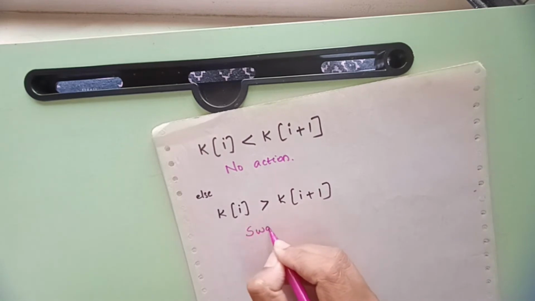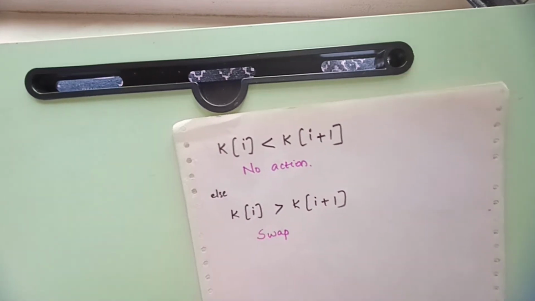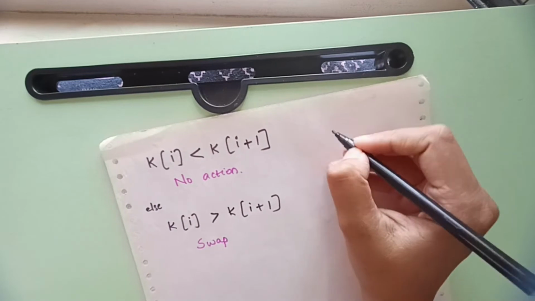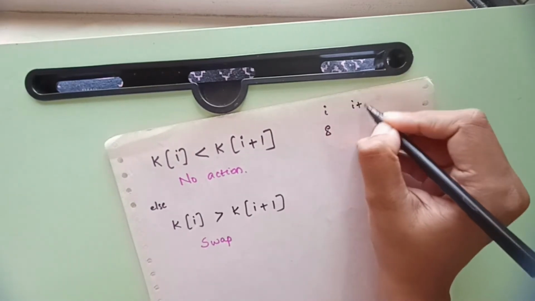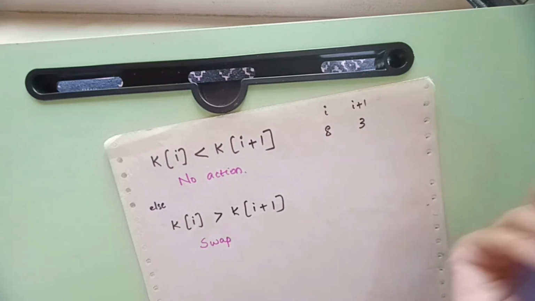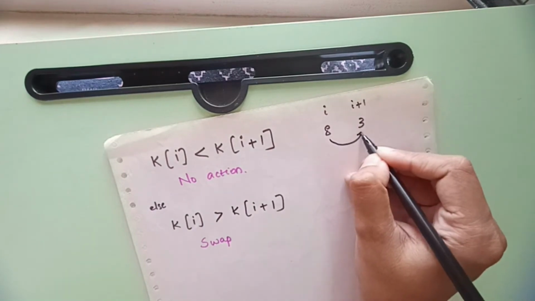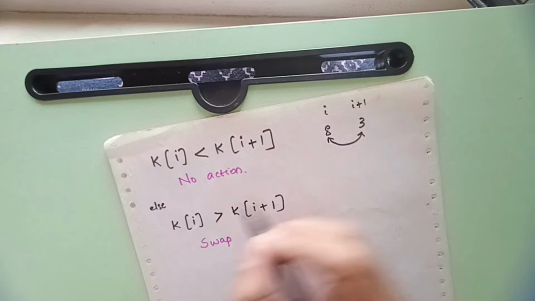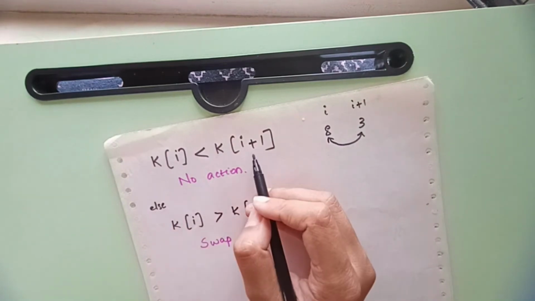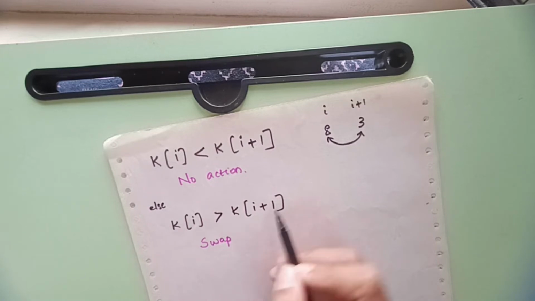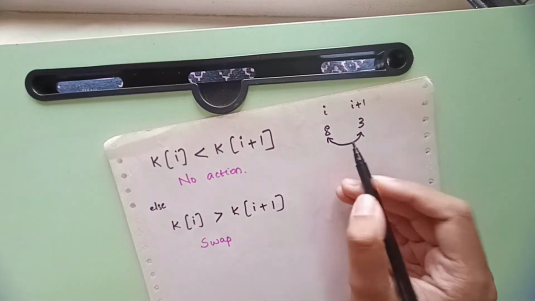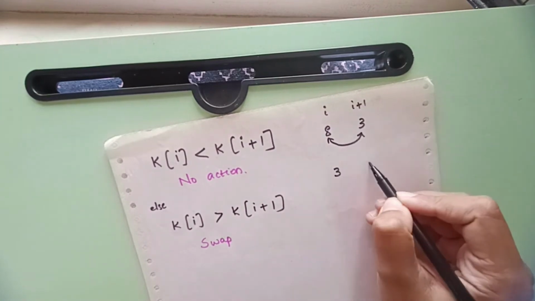What does swap mean? Interchange the elements. For example, if we have 8 in ith position and in I plus 1 position we have 3. So we are going to check this 8 and 3. Is 8 less than 3? No. Is 8 greater than 3? Yes. So we are going to swap this. Means 3 comes first, 8 comes second.